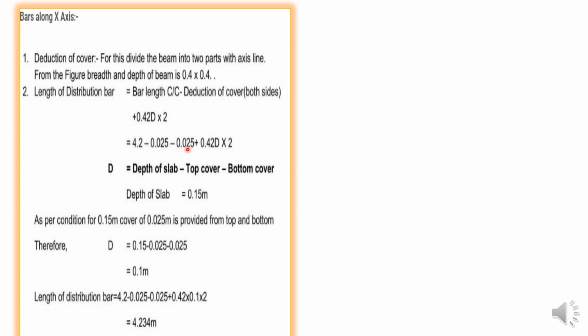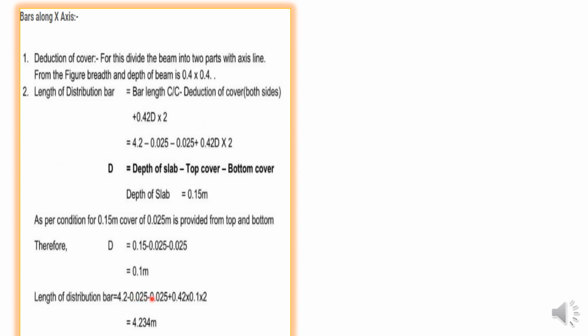4.2 is the slab width, minus 0.025 minus 0.025, that is the cover, plus 0.42d into 2. D is equal to the depth of the slab minus top cover and bottom cover. Depth of the slab is 0.15 m. As per condition, for 0.15 m depth, 0.025 m cover is provided at the top and the bottom. Therefore, D is equal to 0.15 minus 0.025 minus 0.025, that is equal to 0.1 meter.